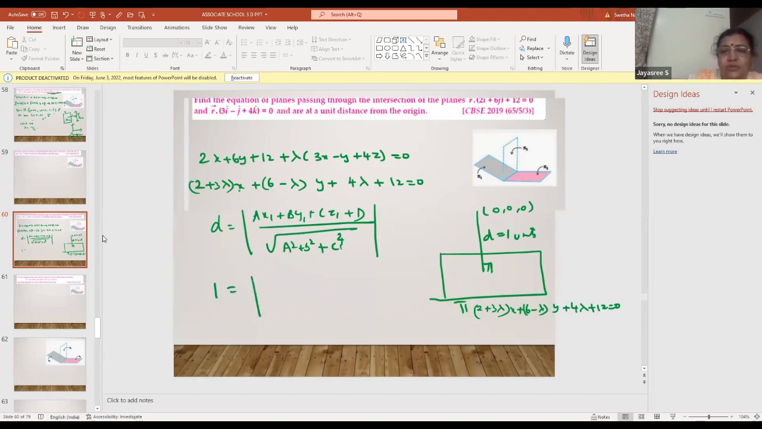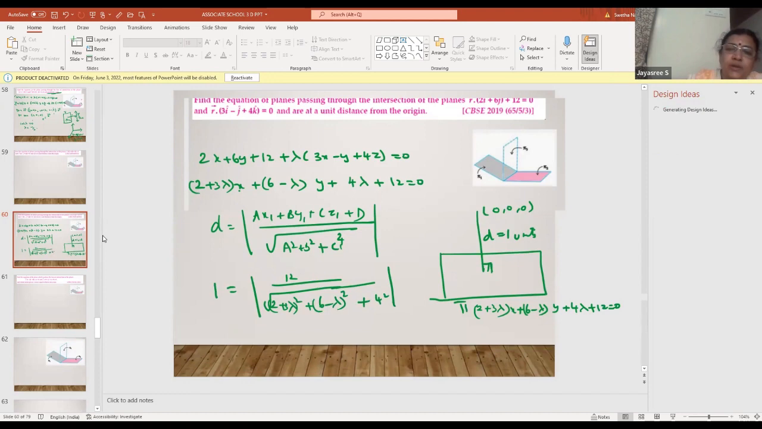Using here, 1 is equal to d, which is 12, by root of (2 + 3 lambda) the whole square plus (6 minus lambda) the whole square plus c square, which is 4 square, is equal to 1. Squaring both sides, we get the lambda value. Here you get 2 lambda values. So you have 2 equations. Being a quadratic equation, 2 lambda values will be there. So 2 plane equations will come in this pattern.